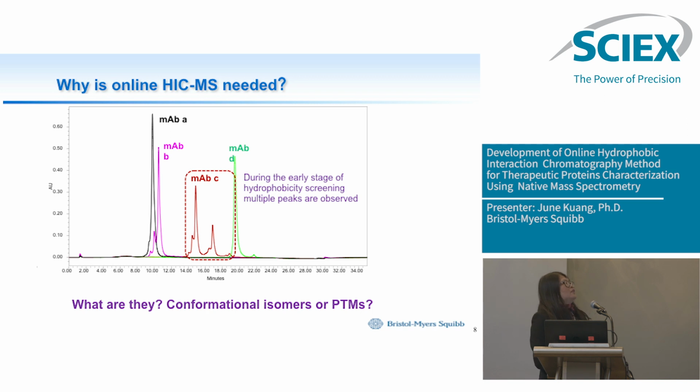So why are we doing this work? Why did we develop this online HIC-MS method? During the early stage of hydrophobicity screening, we observed multiple peaks on one of the antibodies, and we were very curious what those were. Are they conformational isomers or PTMs? Because we know either conformational isomers or PTMs can affect therapeutic outcomes, because they might have different bioactivities.